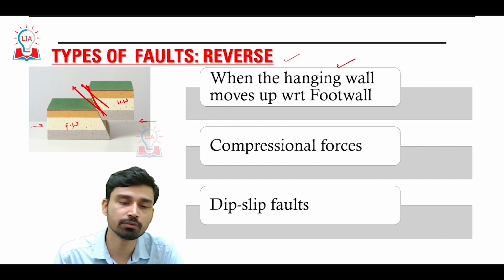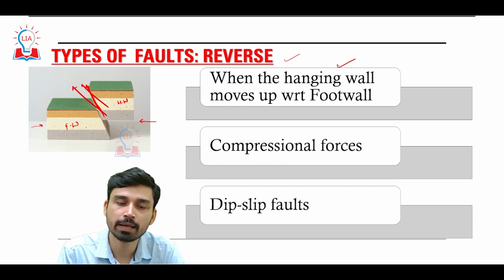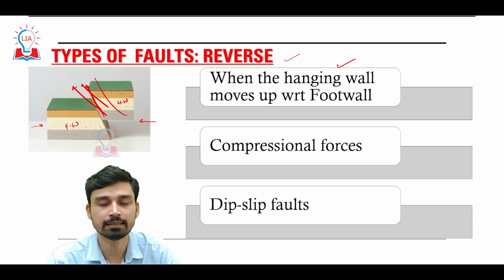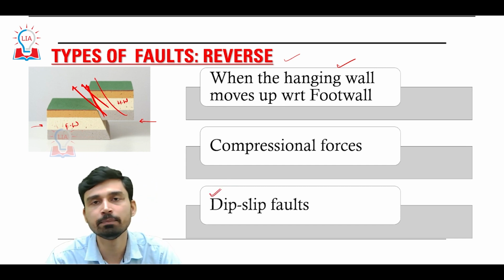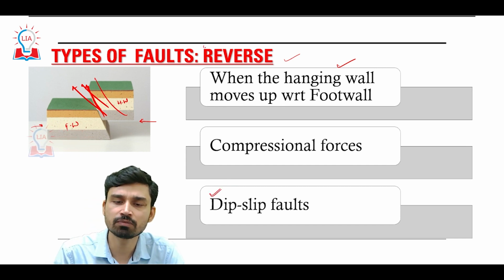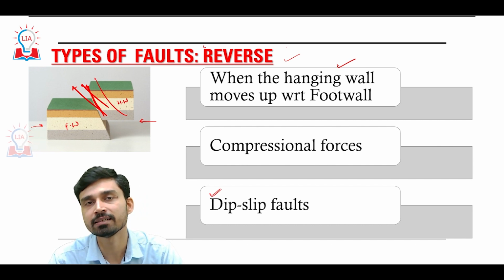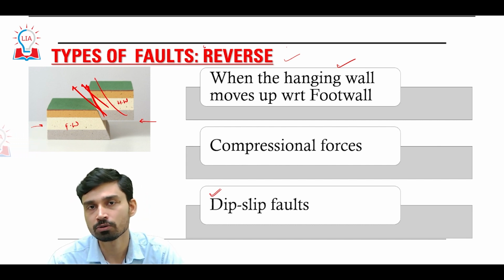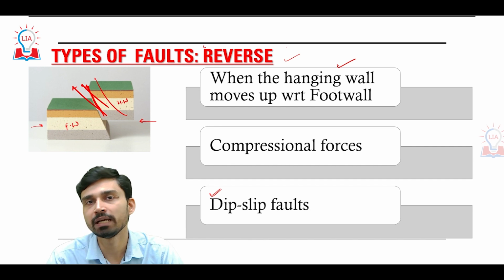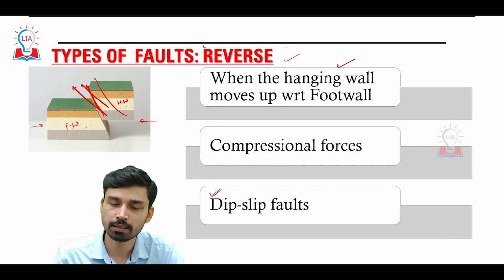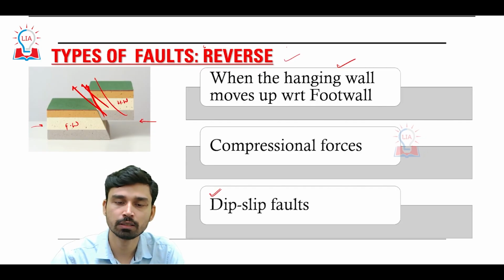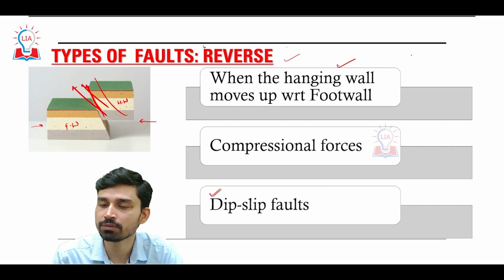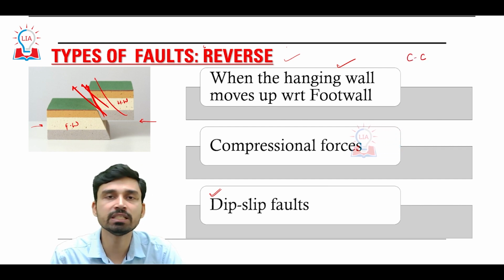Due to these compressional forces, one part of the plate breaks down and starts to move slightly in the upward direction. This type of fault is also called a dip slip fault. Reverse fault and normal fault can both be considered examples of dip slip fault, because the fault plane slope that develops here is not vertical but slightly tilted, sloping or steep in nature. The best example of such a reverse fault we can see in those areas where two different plates are converging with each other.